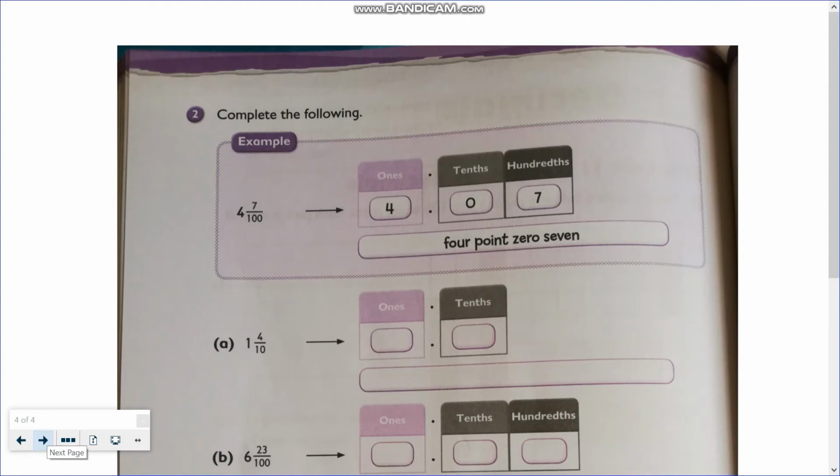Complete the following. So we have to write the fraction in decimal, numeric decimal, and word decimal. Okay, so let's start with letter A. We have 1 and 4 tenths, okay? So we have to write here the whole number, which is 1, and write the numerator, which is 4. So we have 1 and 4 tenths. So how do we write it in decimal? 1.4.